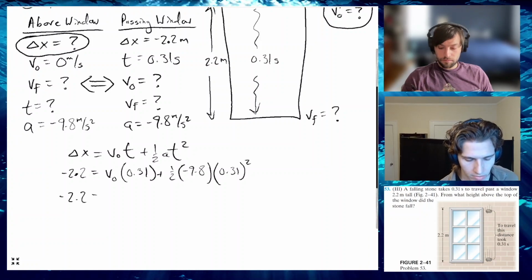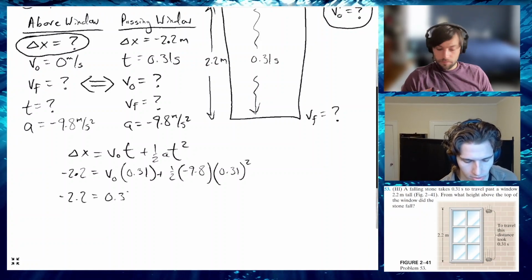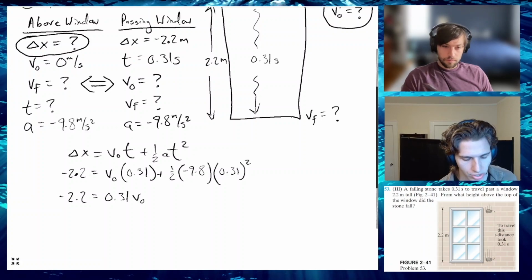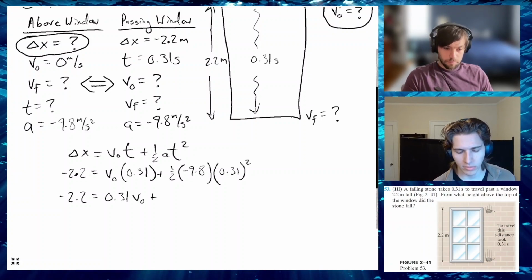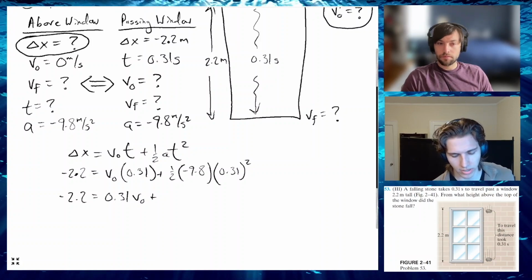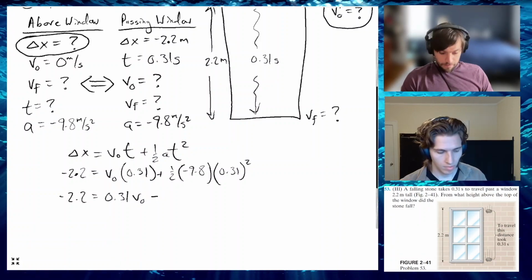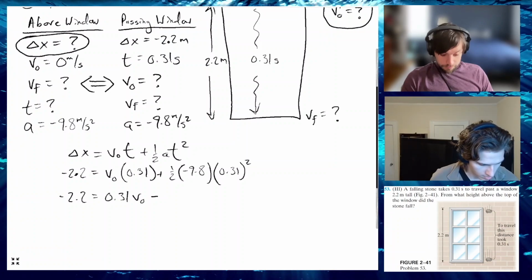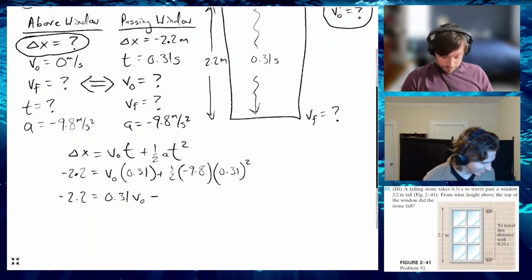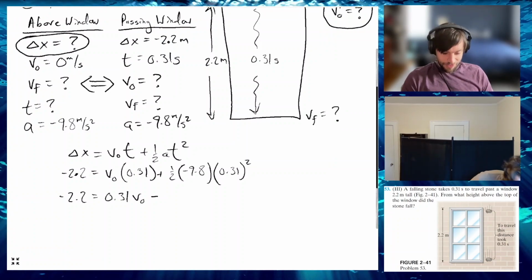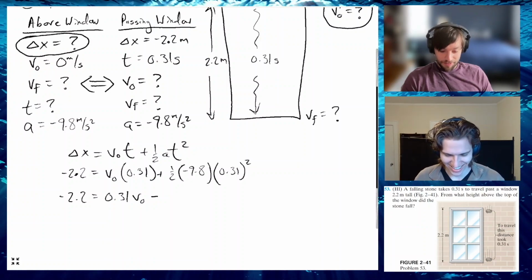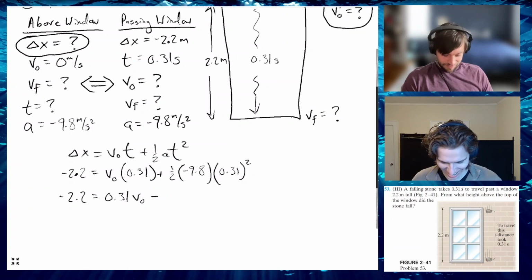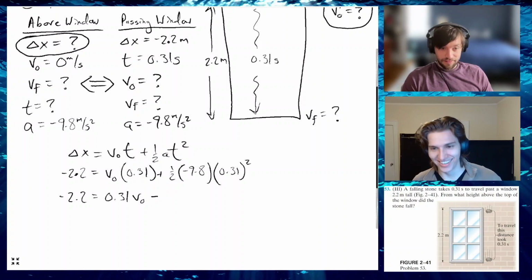Okay, let's begin to solve this. Negative 2.2 equals 0.31 V naught. You can just rearrange those. Plus, can you do 1/2 times negative 9.8 times 0.31 squared on your calculator? I guess I won't know until I do it. I'm going to do the same. I thought that was a rhetorical question, like, is this even possible? I thought you were just saying, regretfully, I can.